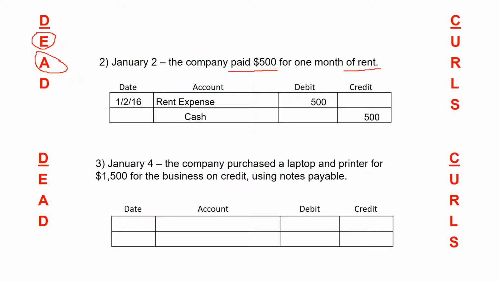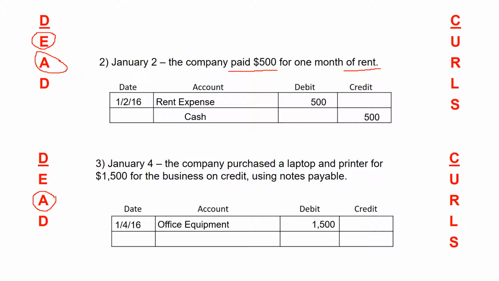And then problem 3. On January 4th, the company purchased a laptop and printer for $1,500 for the business on credit using notes payable. So the company purchased a laptop and printer. It would be equipment. The account might be office equipment. This is an asset, so it has a normal balance of a debit. It would increase on the debit side. So on January 4th, the company would debit office equipment for $1,500.